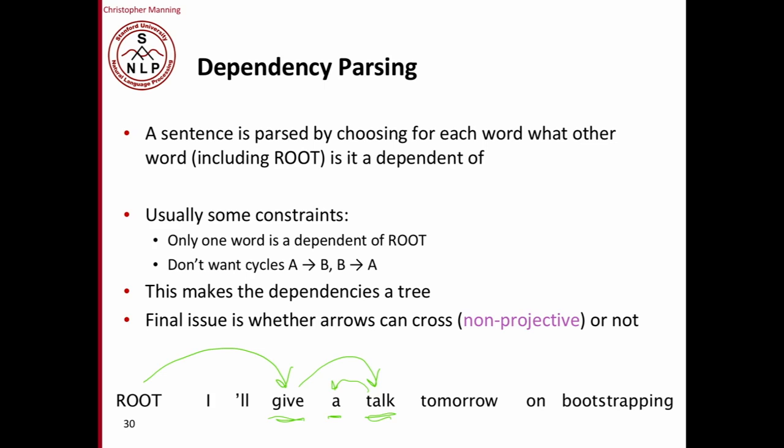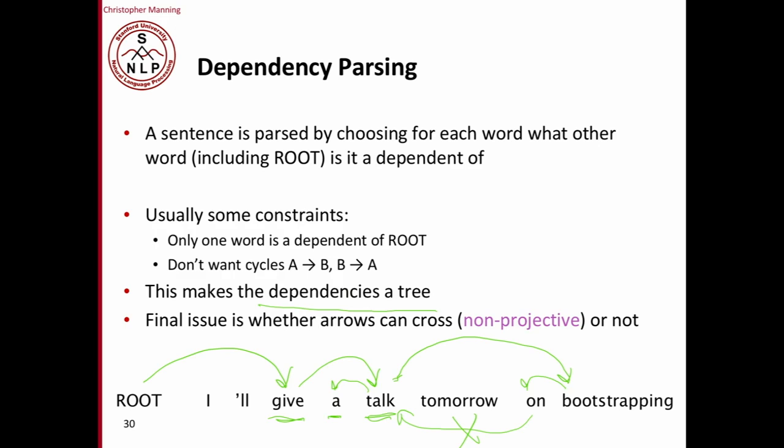And we want to do it in such a way that the dependencies form a tree. So that means it'd be a bad idea if we made a cycle. If we said "bootstrapping" was a dependent of "talk", but then things moved around so this goes to here, but then "talk" is a dependent of that, and it's all in a cycle. That's bad news. We don't want cycles, we want a tree.